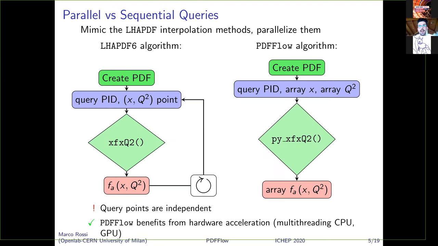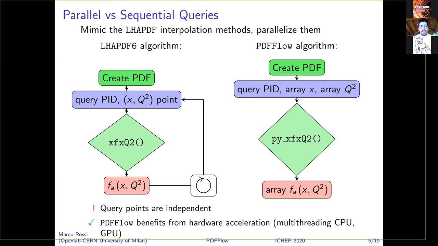LHAPDF has a Python interface that allows one to create a PDF object and fix a PID, namely a flavor for the incoming parton. It allows one to query an x, Q squared point and return the corresponding value for the PDF. This LHAPDF 6 algorithm is a sequential algorithm. In fact, it takes into account this accessing of the PDF with a for loop. As you can see, each of these calculations is intrinsically parallel, so the query points are independent.